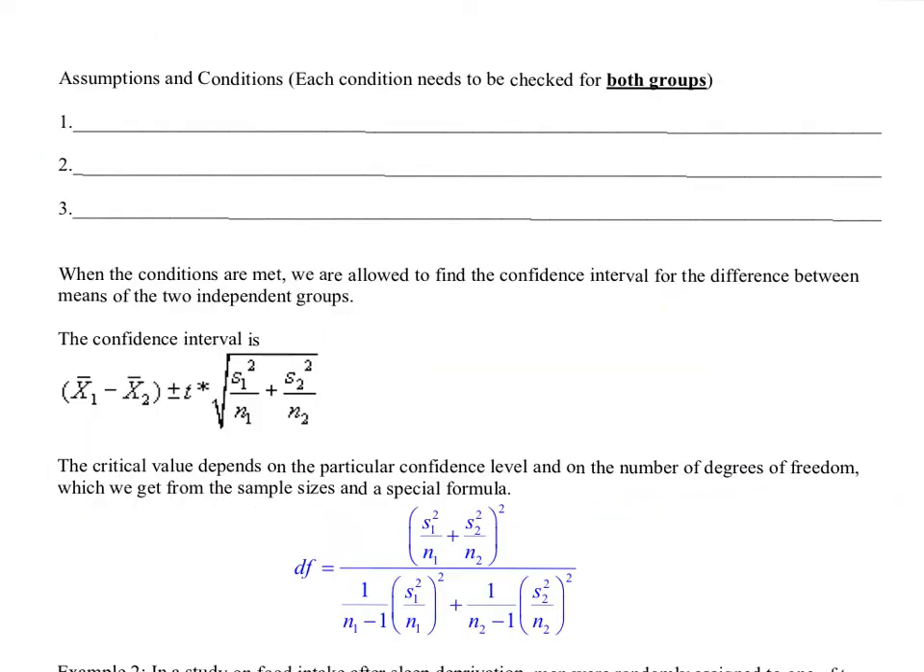For the conditions for this lesson, we're used to having 2 conditions. Now we're going to have 3, but these conditions have to be checked for both groups, so it's almost like we have to check 6 conditions. The first condition is the same as before, so it's the random / representative condition. And just make sure that you put this in context.